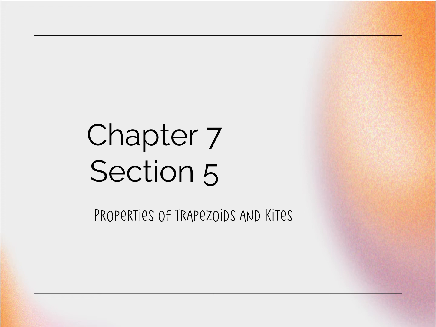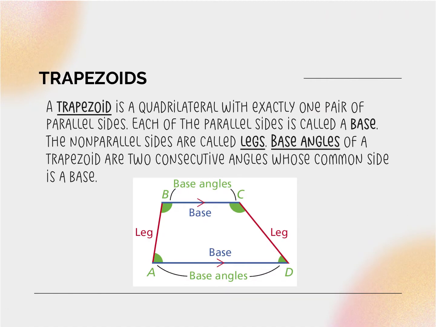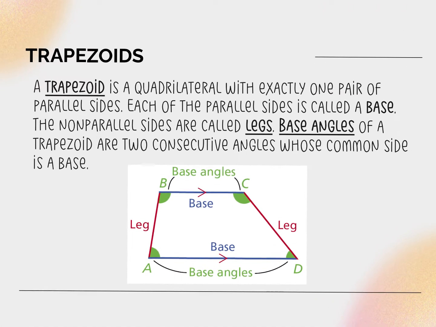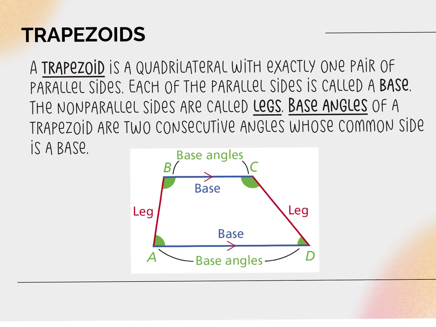So let's first take a look at our definition of a trapezoid. A trapezoid is going to be a quadrilateral with exactly one pair of parallel sides. If it had two pairs of parallel sides, then it would be a parallelogram, and it is not a parallelogram. Each of the parallel sides is called a base. The non-parallel sides are called the legs. The base angles of a trapezoid are going to be two consecutive angles whose common side is a base.